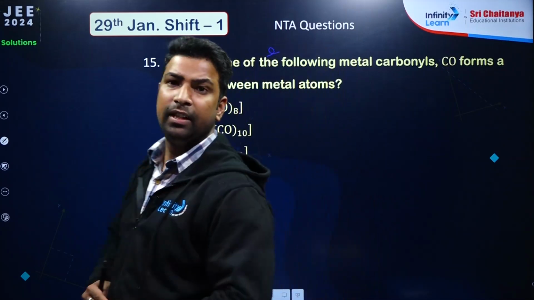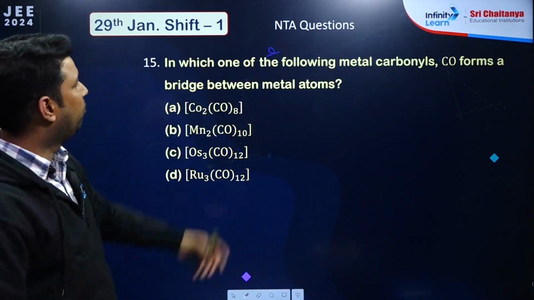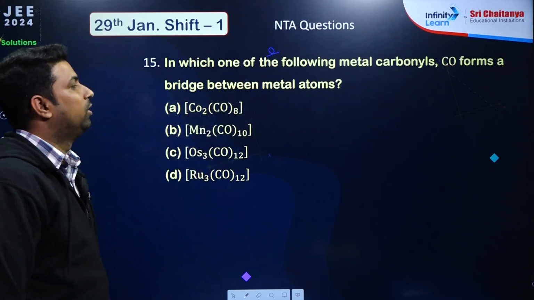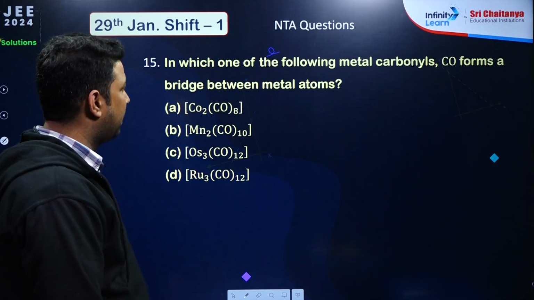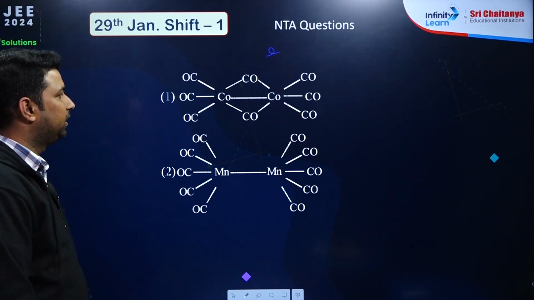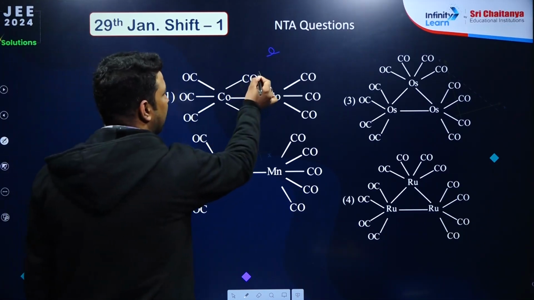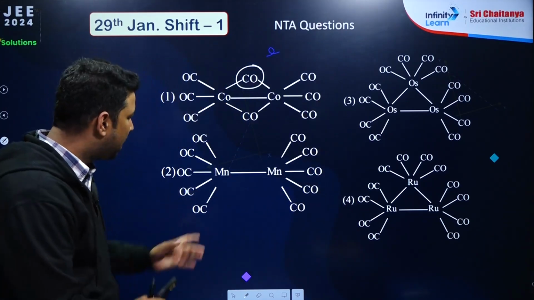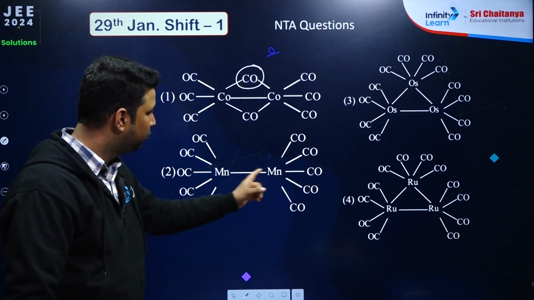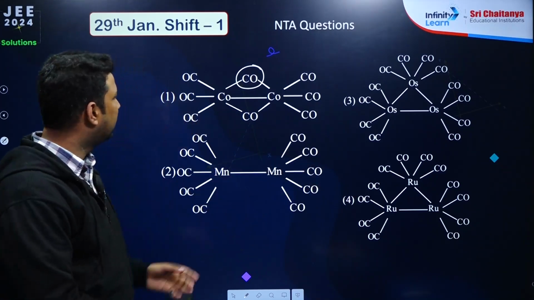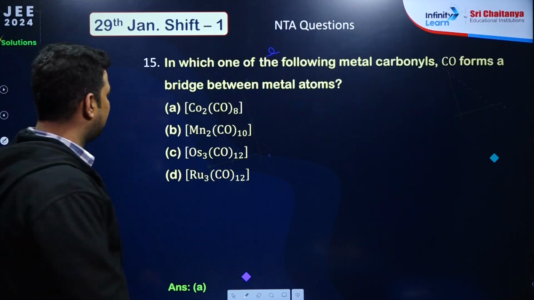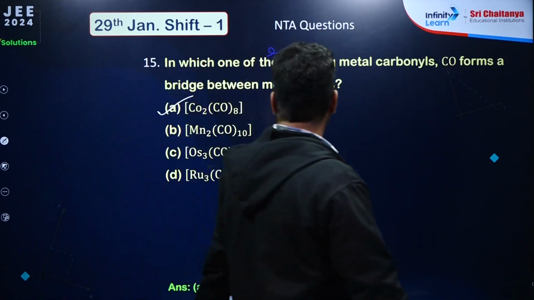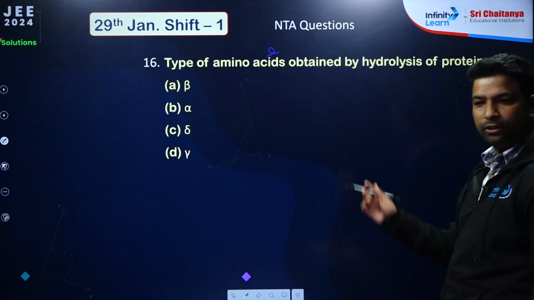It is again taken from coordination compounds, in which one of the following metal carbonyls generally forms synergic bonding. As you know, CO forms a bridge between metal atoms. You have to check the structure. This is the structure. You can see there is carbonyl as a bridge ligand, but in these three options there is no carbonyl acting as a bridge ligand. So what will be the answer? Co2(CO)8. So option A will be your answer. After that, come to the next question.